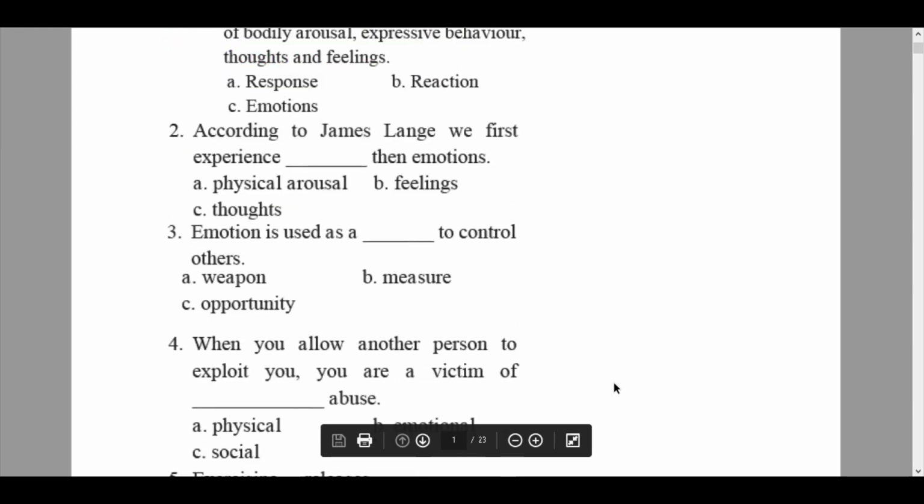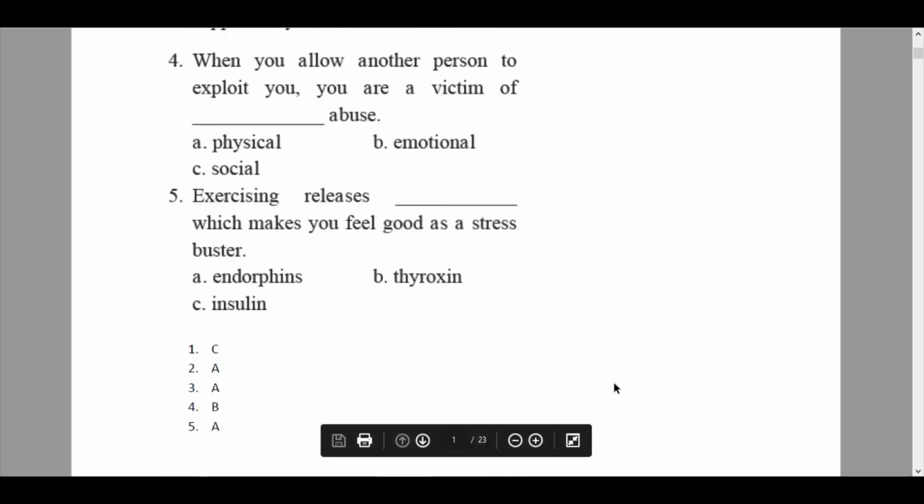Then we move forward to our fourth and fifth question. The fourth question says, when you allow another person to exploit you, you are a victim of dash abuse. As we all know, we are a victim of emotional abuse. So our answer for question number 4 is option B, emotional. So go ahead and mark it.